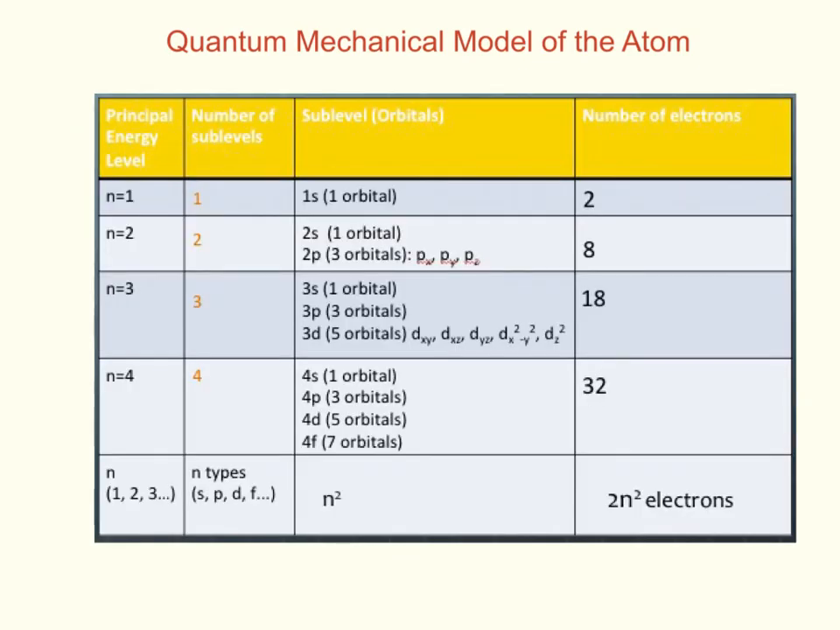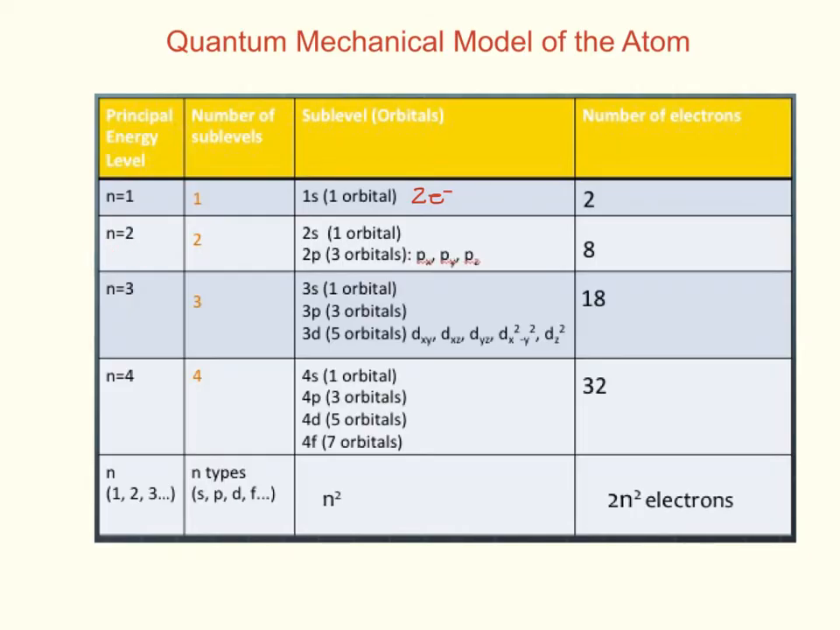So let's take a look at this chart that really sums up our quantum mechanical model and our electron configuration within the atom. So in this column we have our principal energy level. So our principal energy level 1 has 1 sublevel. And our 1 sublevel has 1 orbital. Our s sublevel has 1 orbital. And each orbital can hold up to 2 electrons. So our first principal energy level has 2 electrons.